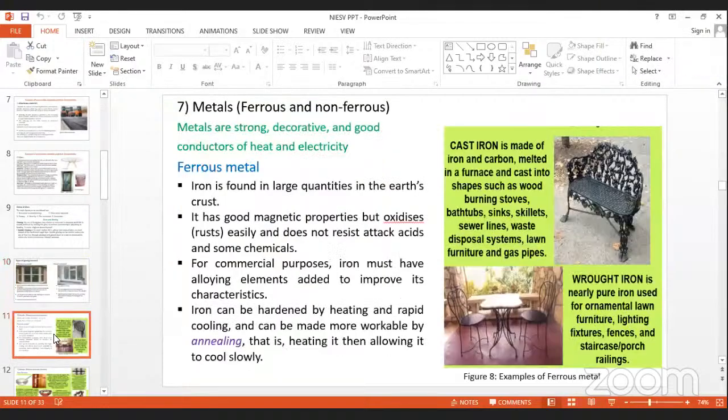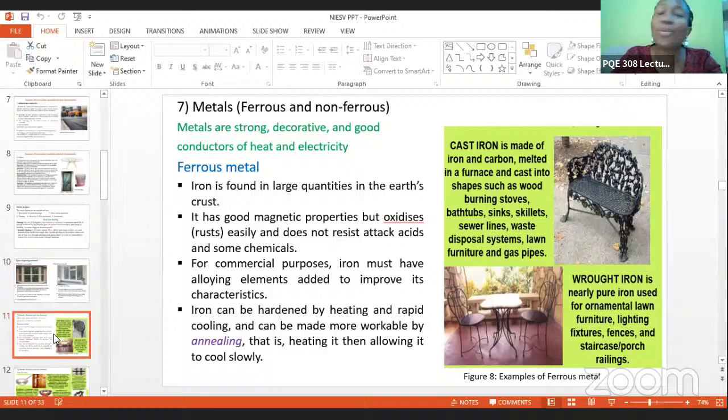So another type of material, we are still on construction. We have so many construction materials, but for the purpose of exam and for the class, we can't take all, but we are going to take some of those construction materials. So another one is metal. We all know metals. We have ferrous metals and non-ferrous metals.